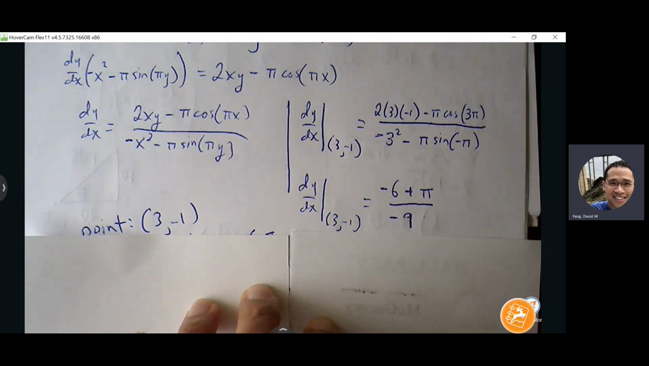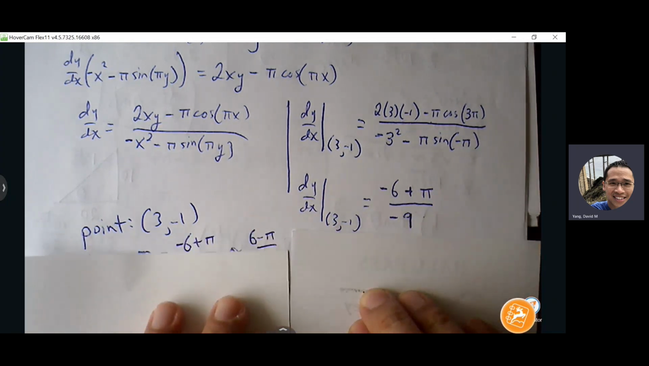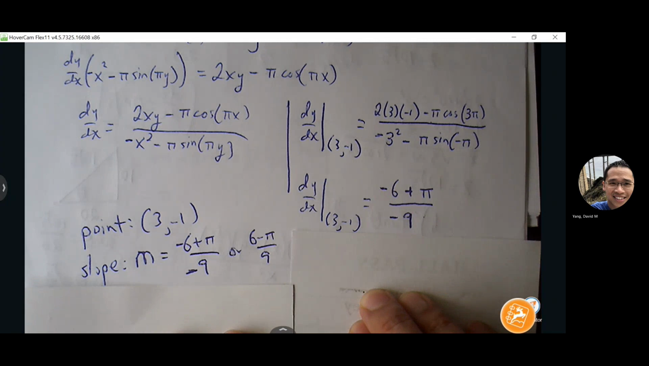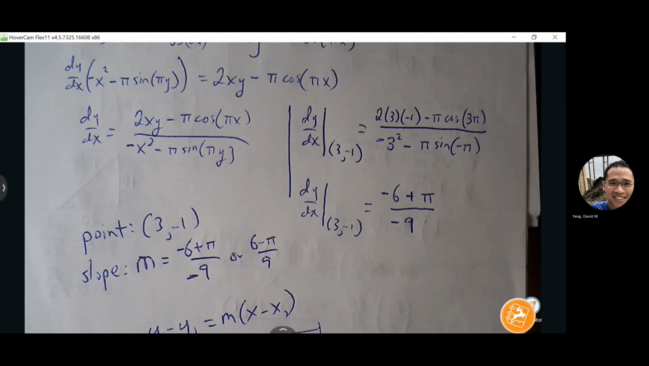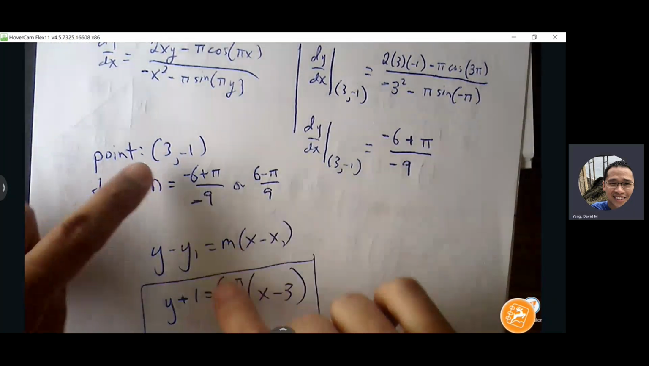So I end up with -6 plus pi over -9, or you can change all the signs and make it 6 minus pi over 9. Either way is fine, but that's your slope. Okay. You have your ordered pair, which is 3, negative 1, and then point slope form. And there's your tangent line equation. But either variation is fine.